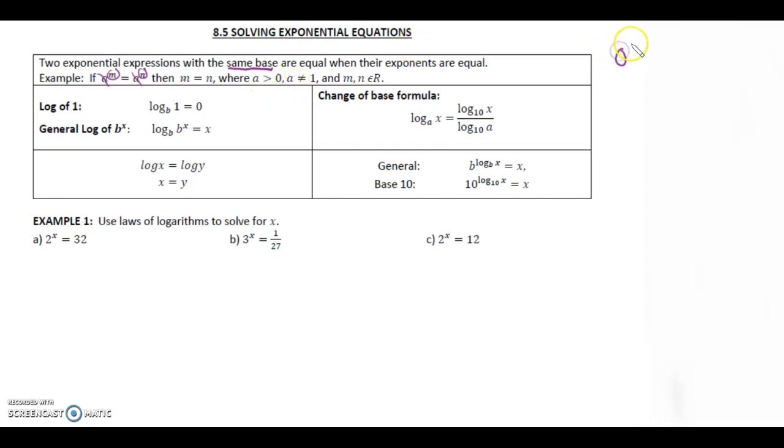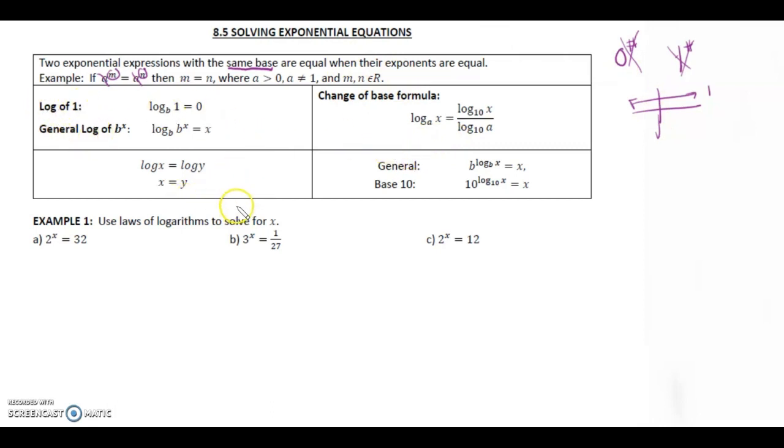We can't have 0 to some exponent, right? That doesn't make sense. And we can't have 1 to some exponent, and we know that because that would just be the horizontal line at 1. So we can't have that either. And then m and n are real numbers.